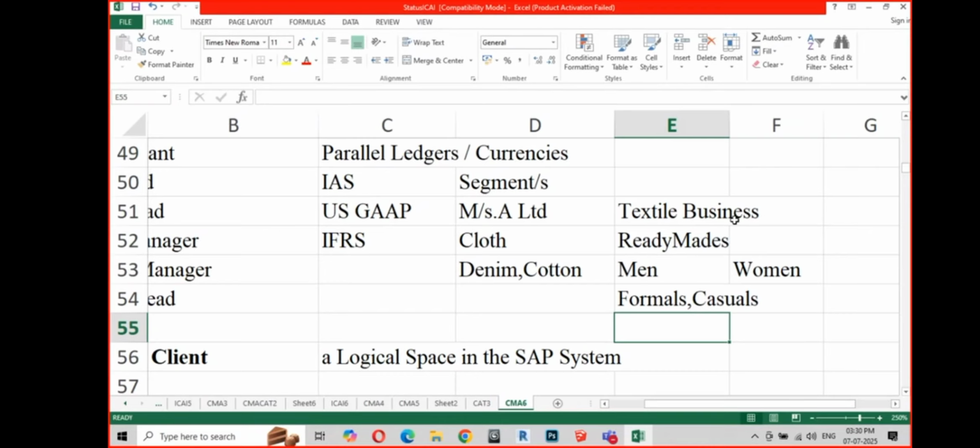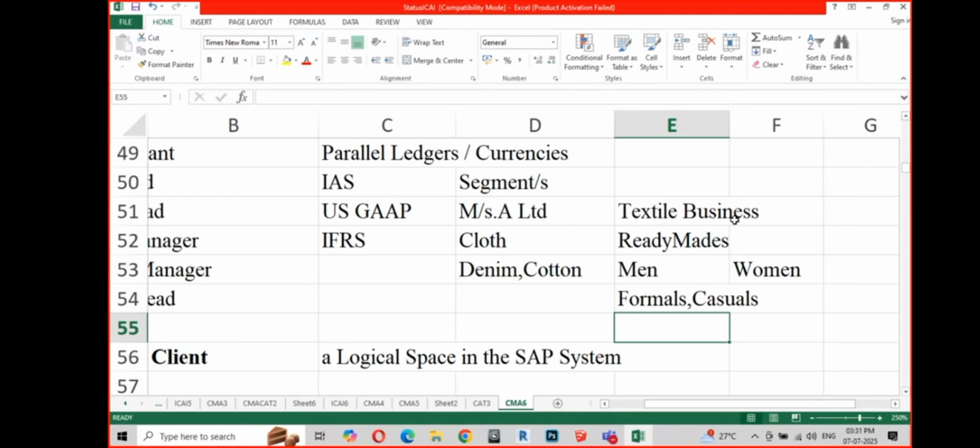Now, what is segment reporting? Actually, I wanted to avoid this explanation because I thought I would take it up when dealing with management accounting. But since there is a question now, I'm forced to explain what is a segment. Please do not get confused. Now, do you see how I've broken up A Limited's business? I'm into textile business. I deal with both cloth and ready-mades. For men, I have both formals and casuals. For women also, I have both formals and casuals.